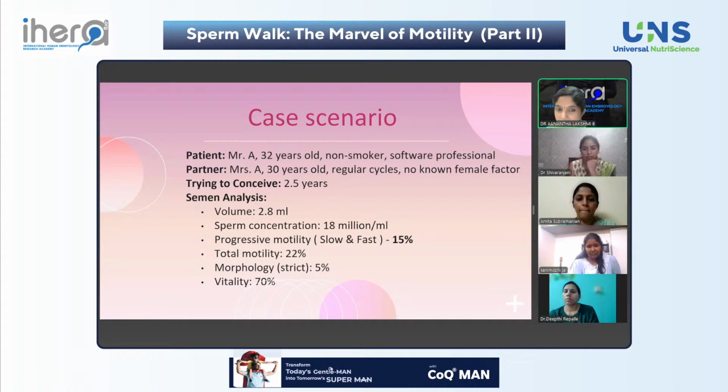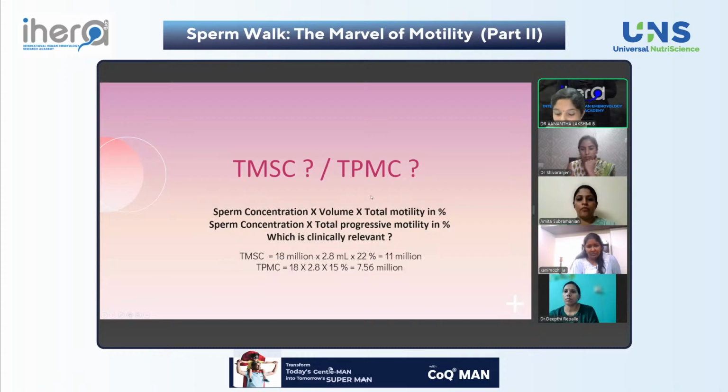As Amita asked, here I want to ask you whether the total motile sperm concentration is important or the total progressive motile concentration is important. In this case, when you calculate total motile sperm count, it is around 11 million. When it is total progressive motility, it is 7.5 million. Which will you take as important? Will you decide IUI for this patient or not?